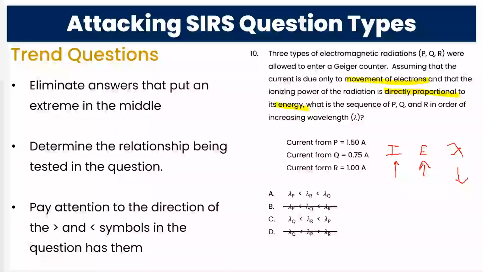So what's the answer to this question? Is it A or is it C? My highest current has the highest energy. It should have the shortest wavelength. So my answer's got to be A. It's got to have that shortest wavelength.